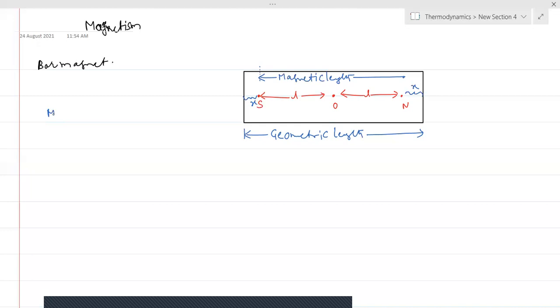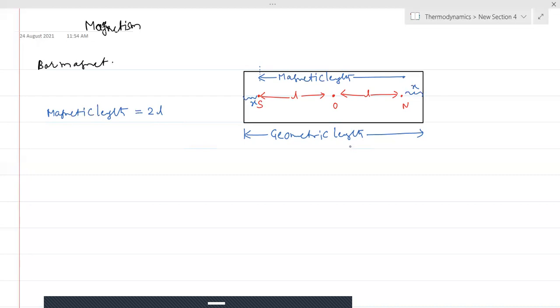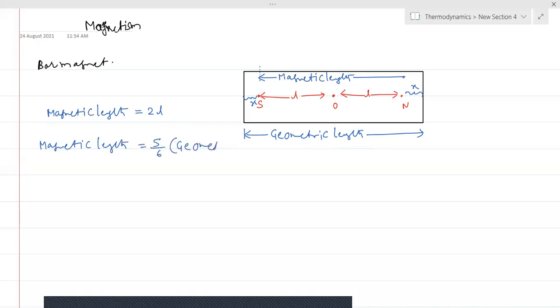So simply, first we will consider the bar magnet. For the bar magnet, magnetic length is nothing but 2l. The geometric length means the length of the bar magnet measured by using a scale. Generally from the practicals we observe that the magnetic length is equivalent to 5/6 times the geometric length.